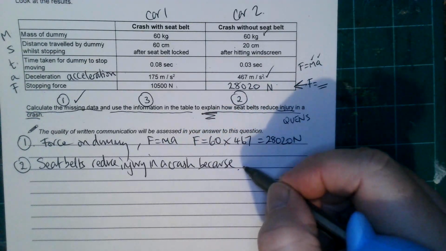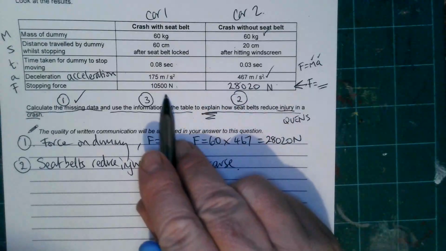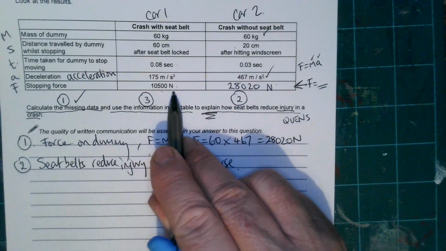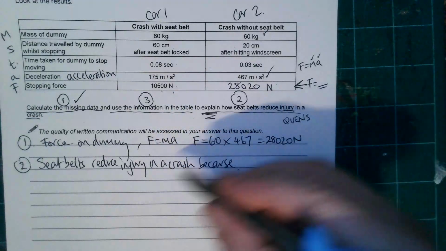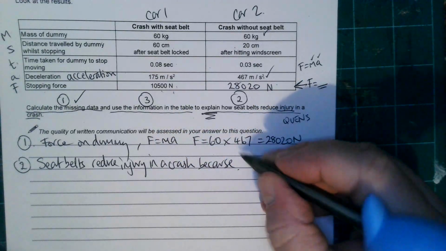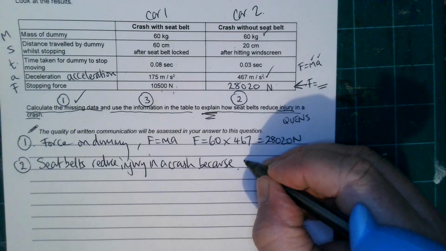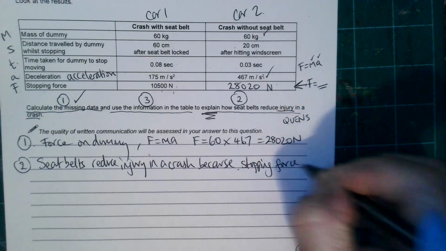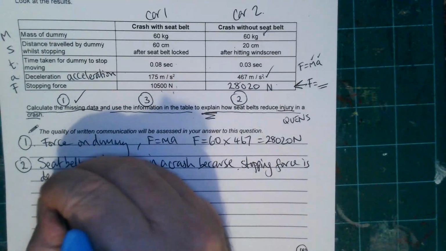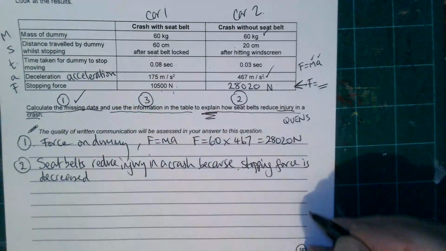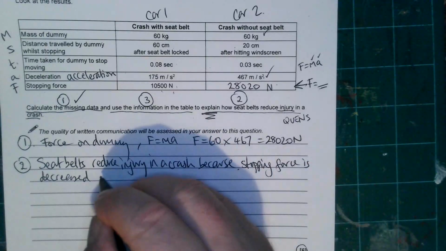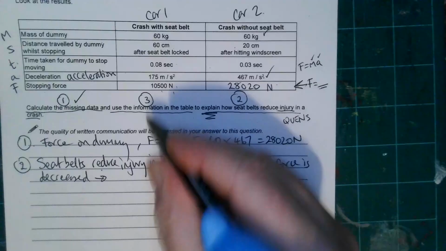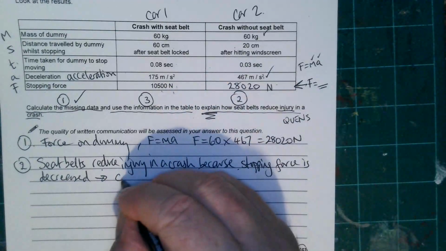Now, let's see what we're going to say. Look, we just worked out the force for without seatbelt. The force is much less with a seatbelt, so we can say the stopping force is decreased. And I can back that up, I can justify that by quoting some numbers.